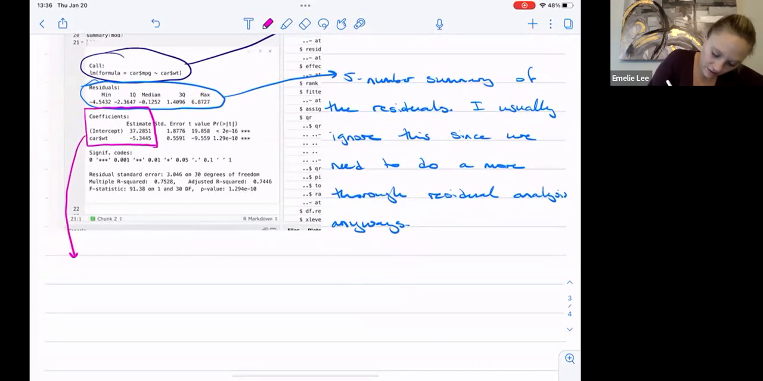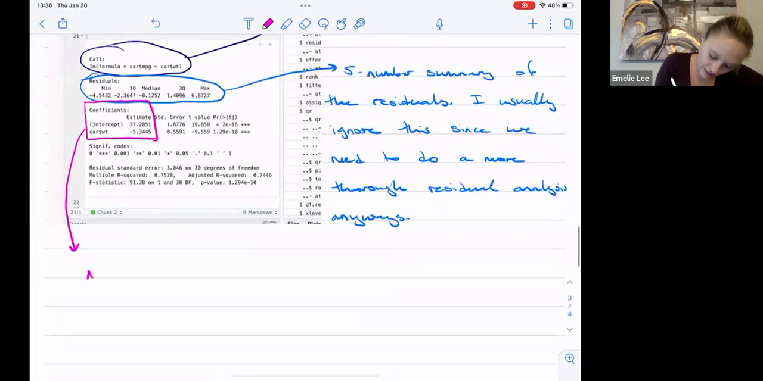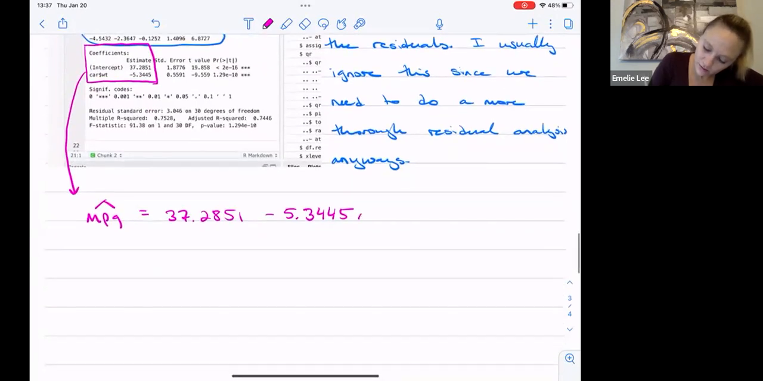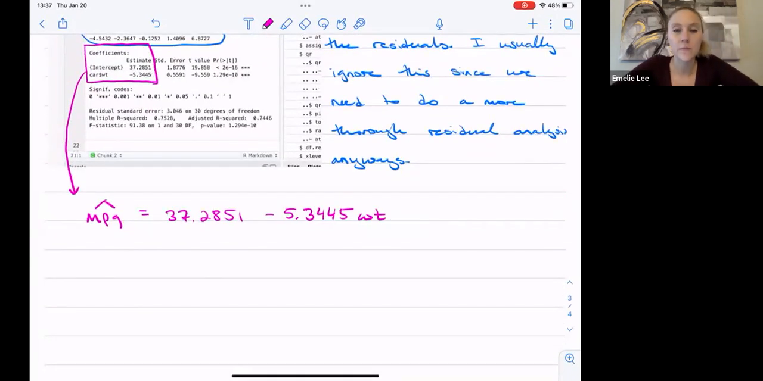So from here, what this is saying is that MPG hat is 37.28, I guess 5.1, let's do the whole thing, minus 5.3445 times WT. Right. In general, y hat is the intercept plus the slope times the x. But now we have the variable names, so we may as well use them.